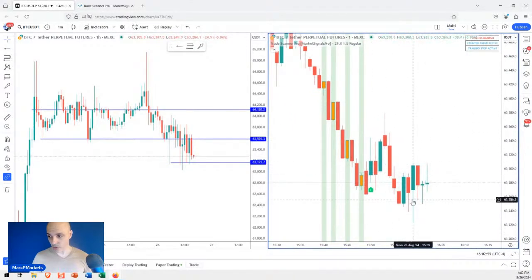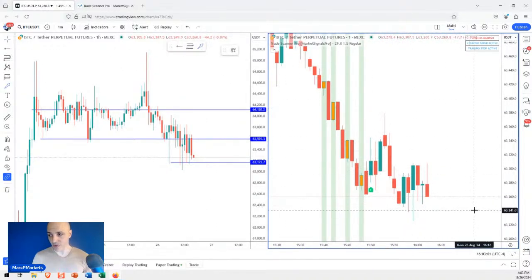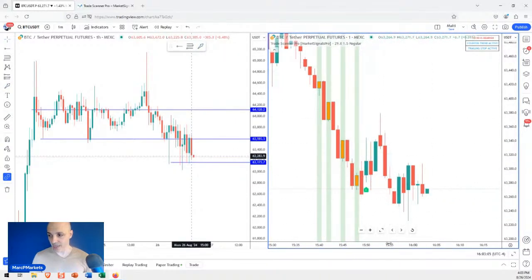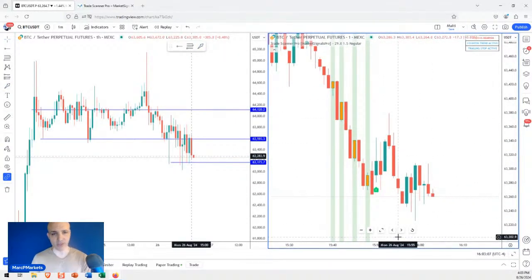It's trying to turn around here, but I don't have a signal. Okay, so I'm not going to do anything. There's no reason for me to do anything. I don't even have a warning. I had previous warnings, but no new warning. I got nothing here. I got nothing to do. So in this way, the trade scanner can keep me out of trouble.